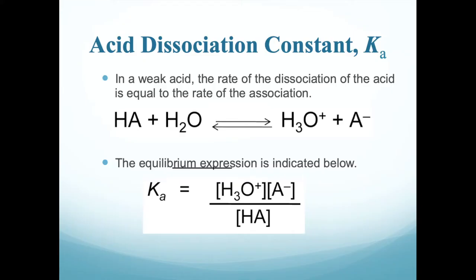It's pretty much shifted to one side. But you'll see this mostly for weak acids. Now let's look at a generic example here. We have HA dissolving in water to form hydronium and the conjugate base A-.